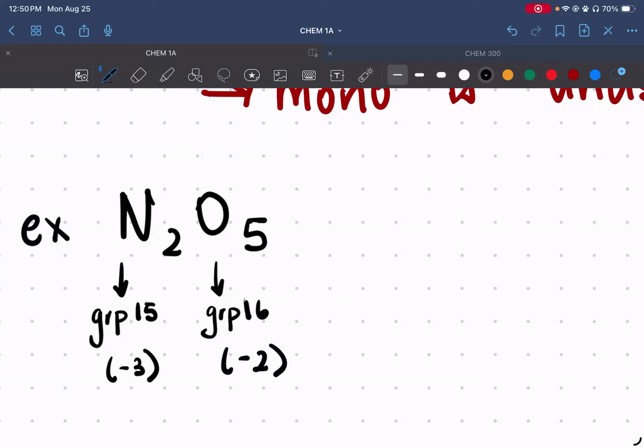Well, let's take a look at the charges. What are we going to do? We're going to reverse crisscross. We're going to send stuff up. This becomes N5 plus and O2 minus. All I've done is reverse crisscross. The oxygen, well, the oxygen makes sense. The oxygen is in group 16. Its ideal charge is -2. The oxygen is fine. There's no question about it. What about the nitrogen, though?